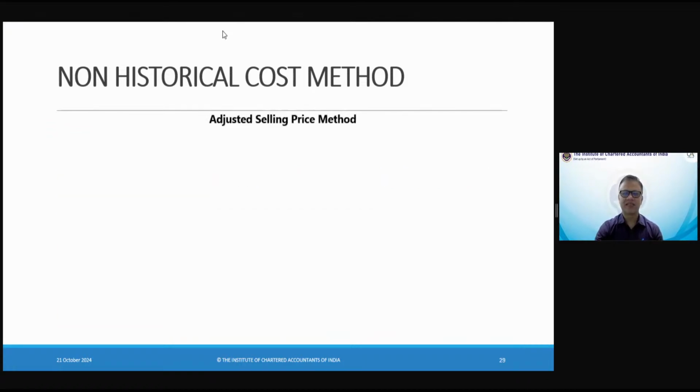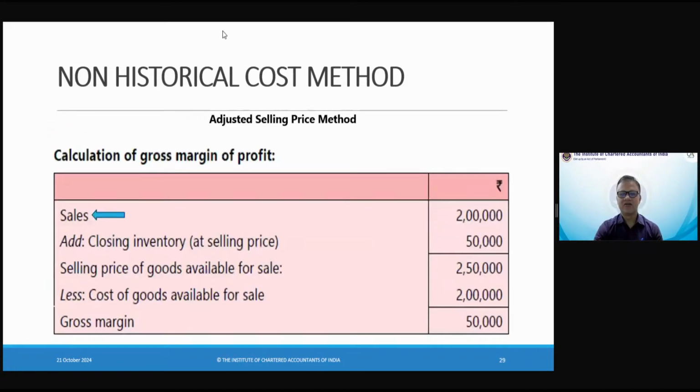So what basically is done is, from the sales, which is 2 lakhs, you add the closing inventory of 50,000, as I showed you earlier in this flow chart, and you get the selling price of the goods which are available for sale. The sales is the 2 lakhs which has gone to the customer. When you add it back to the closing inventory of 50,000, you get the selling price of the goods available for sale. So 2,50,000 is the selling price of goods available for sale.